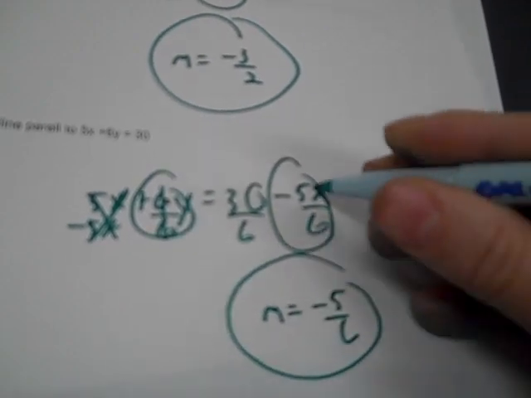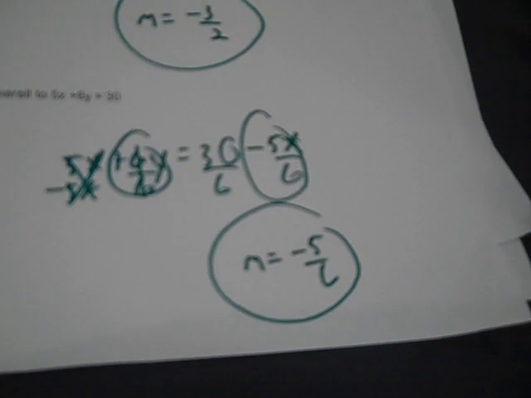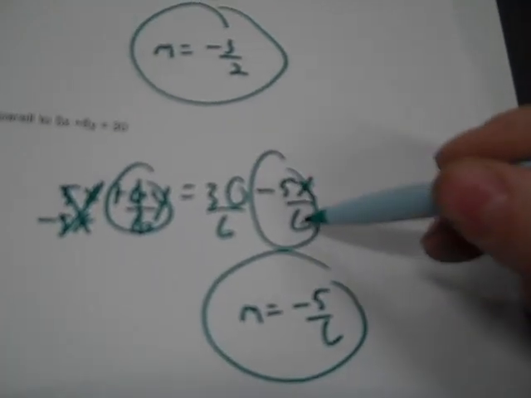Now, if you end up with a negative over a negative, you need to make it cancel the negatives. Like if that was negative 5, negative 6, I'd just write 5/6. Okay? Okay, pause the video, do the 2 on the back.